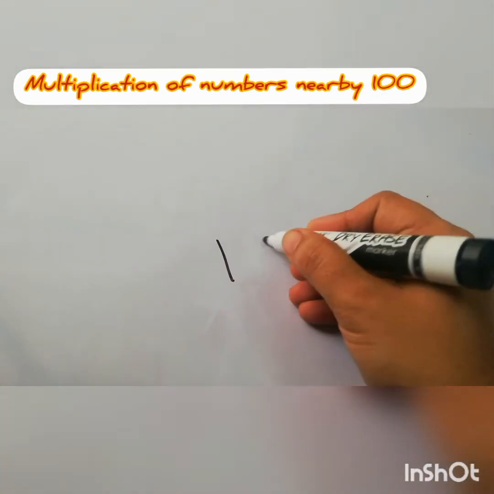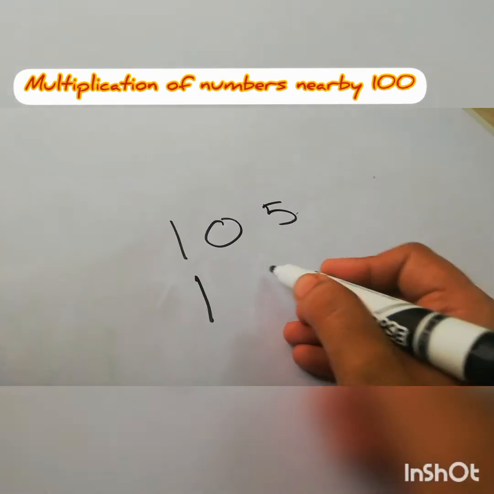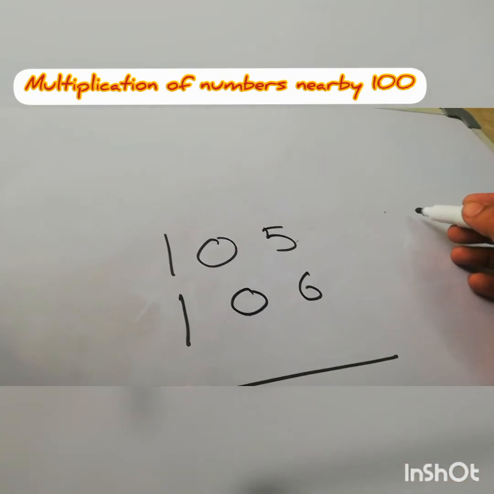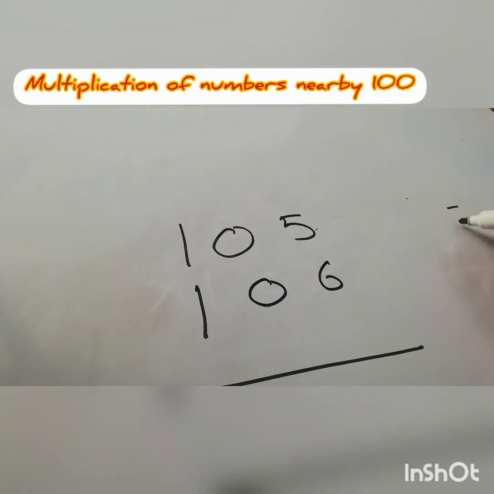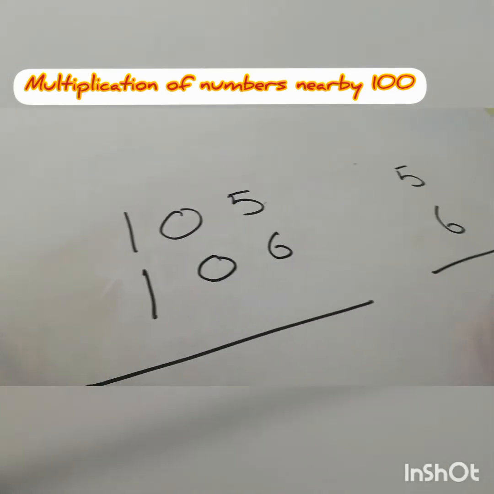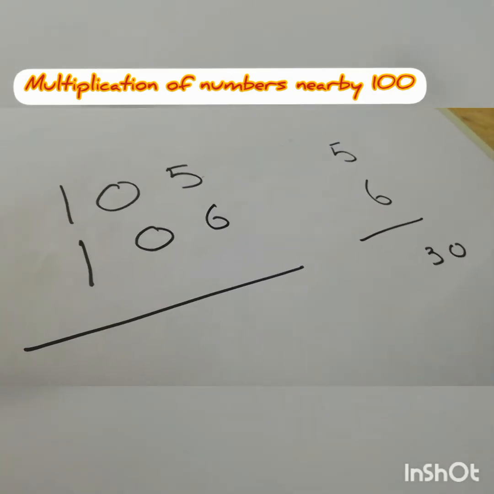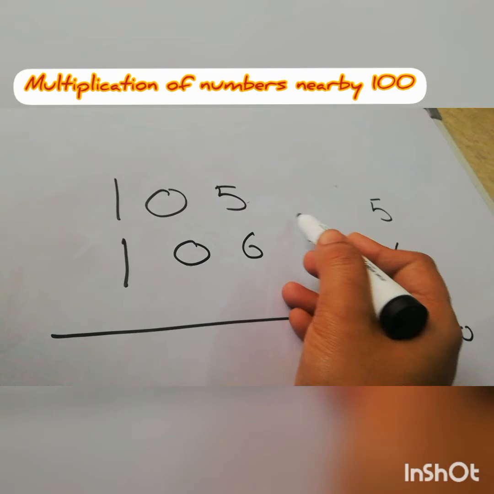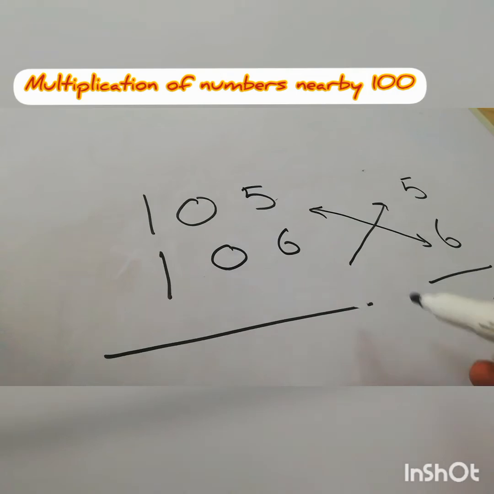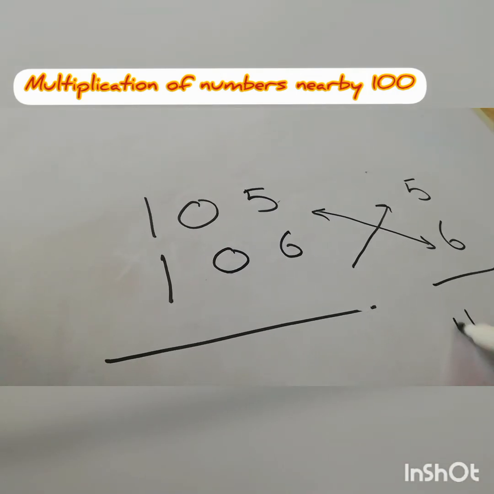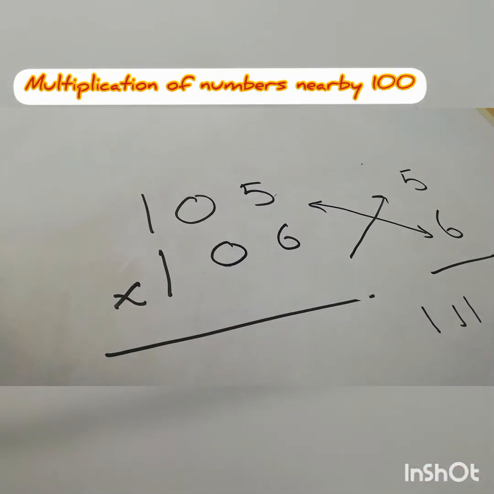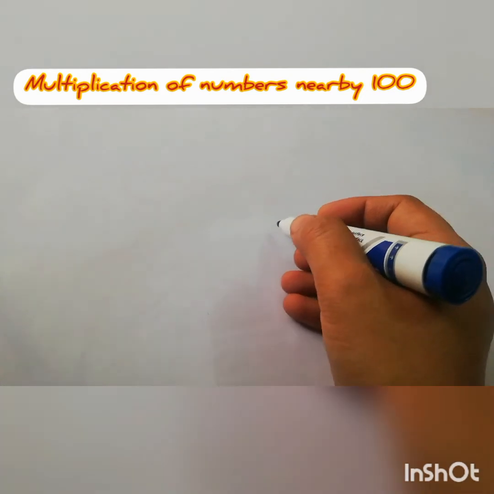I repeat, I will give you another example. If I have to multiply these two numbers 105 and 106, first of all I will see that 105 is 5 more than 100 and 106 is 6 more than 100. I will write the multiple of 5 and 6 which is 30, and what I will do in my next step, I will cross add these two numbers. After adding these numbers, I get the answer 111 which is the multiple of 105 and 106. Isn't it amazing? Now let me share with you another example.